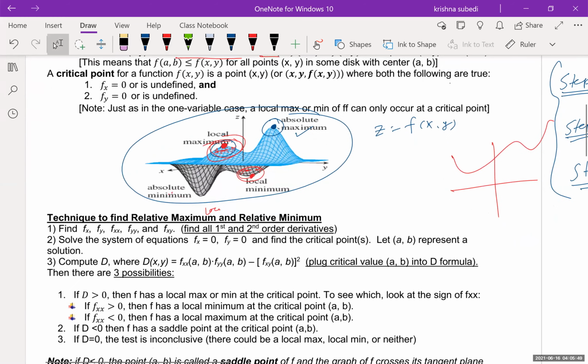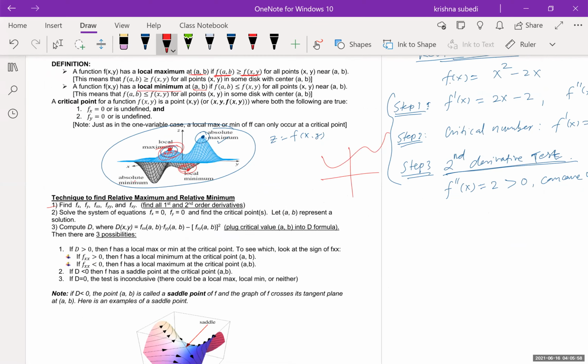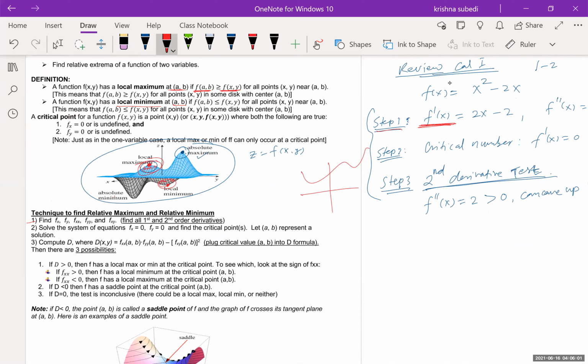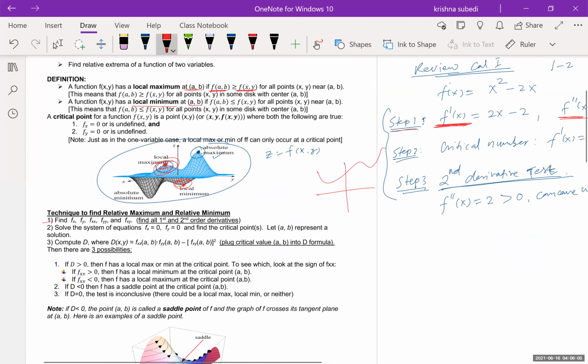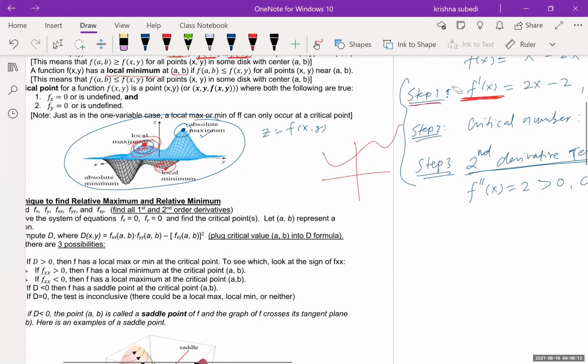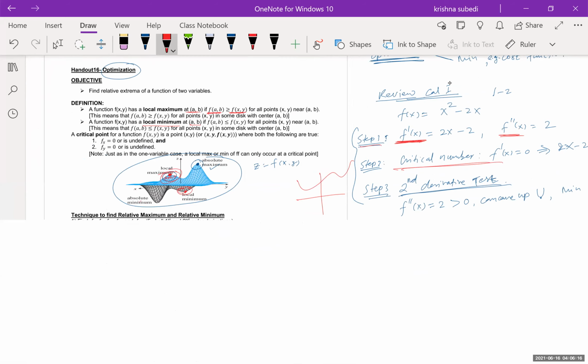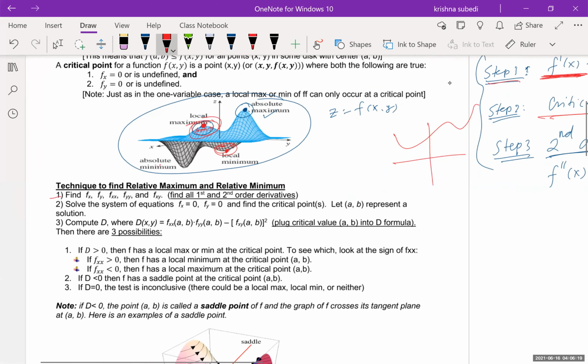Now, here is the technique that we're going to use to find local minimum and local maximum. Step 1 is very similar to what we did in calculus 1: we find the first derivative and second order derivative. We do the same thing here. We find the first and second order derivatives. Step 2, what did you do? Well, you found the critical numbers. And we do the same thing here. We solve the system of equations to find the critical points.